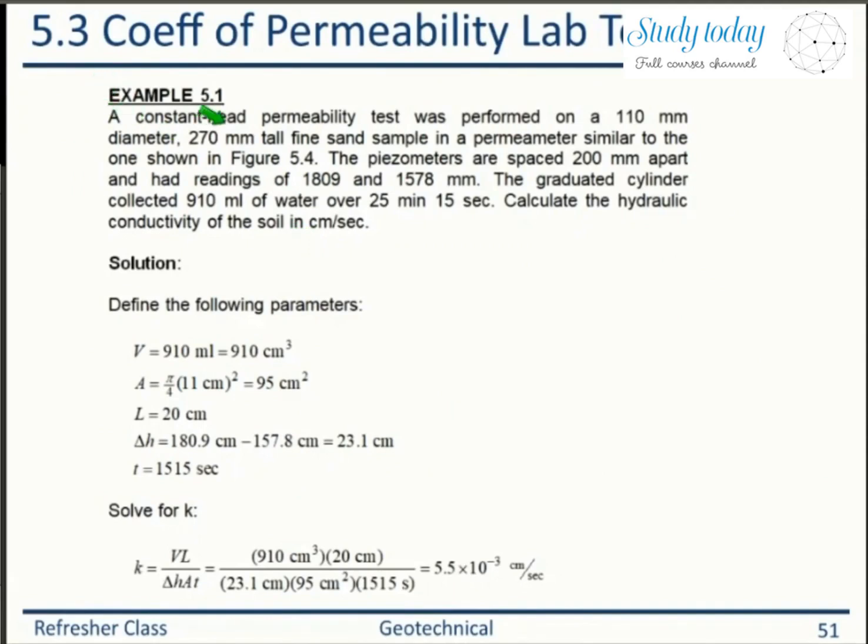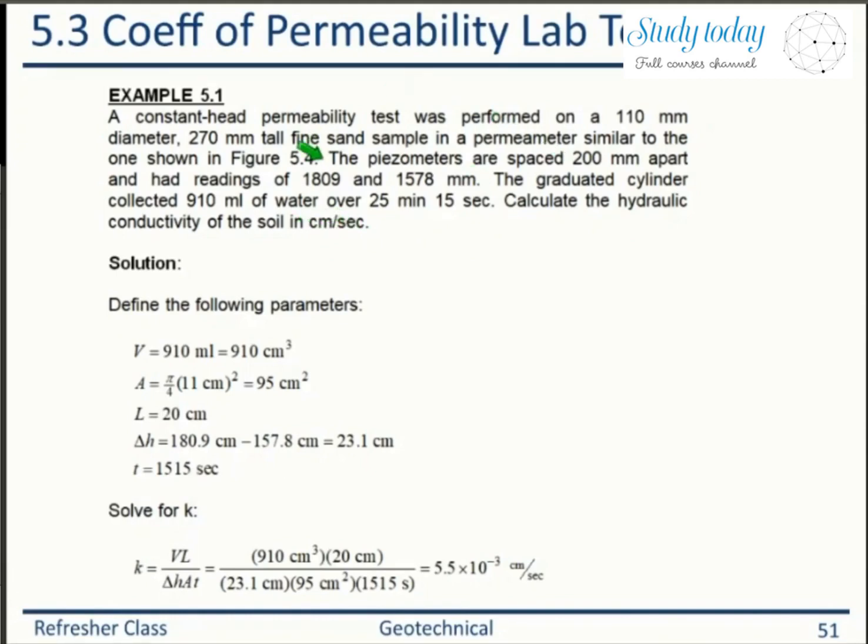Now, if you look at example 5.1, a constant head permeability test was performed on a 110 millimeter diameter, 270 millimeter tall fine sand sample in a permeameter similar to the one shown in figure 5.4. The piezometers are spaced 200 millimeters apart and had readings of 1809 and 1578 millimeters. The graduated cylinder collected 910 milliliters of water over 25 minutes and 15 seconds. Calculate the hydraulic conductivity or coefficient of permeability of this soil in centimeter per second. So all the units need to be converted to centimeters and time in seconds.